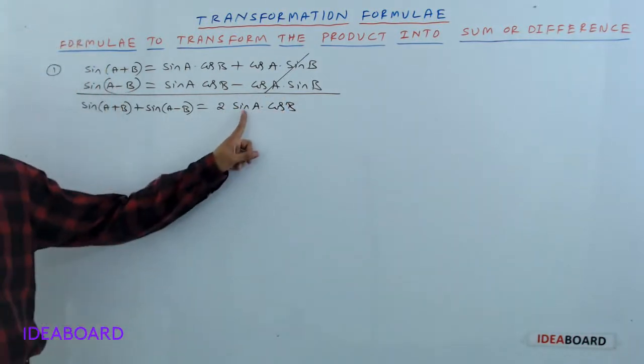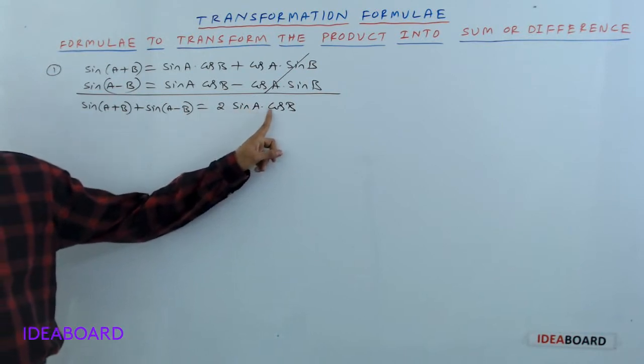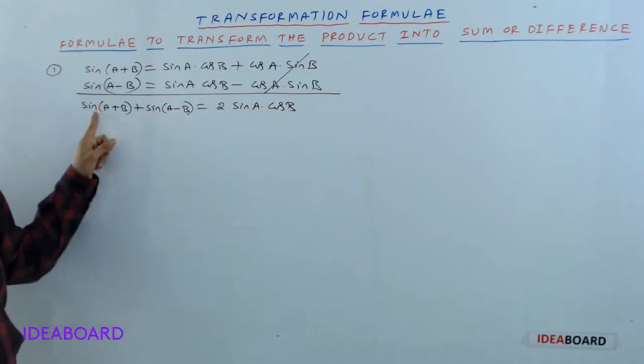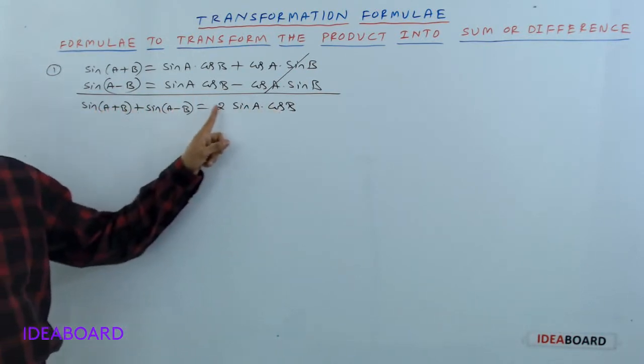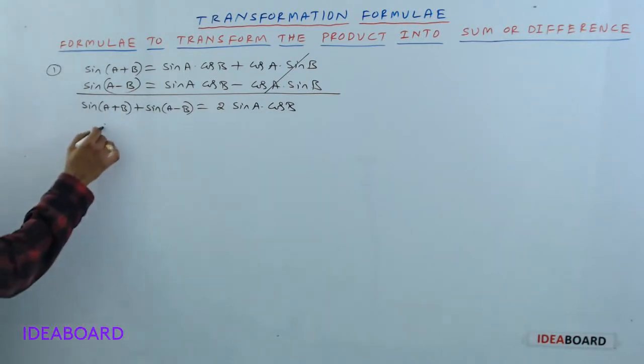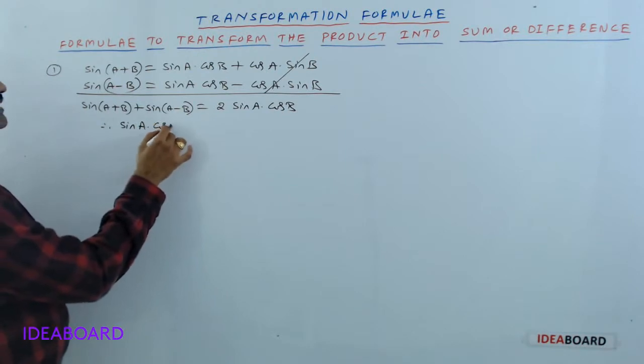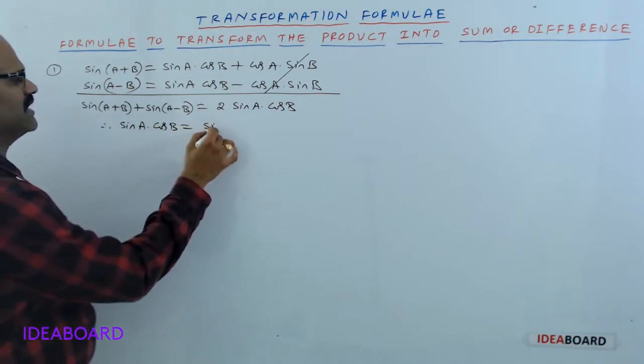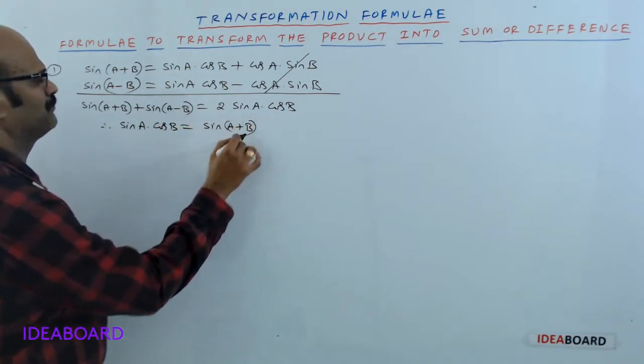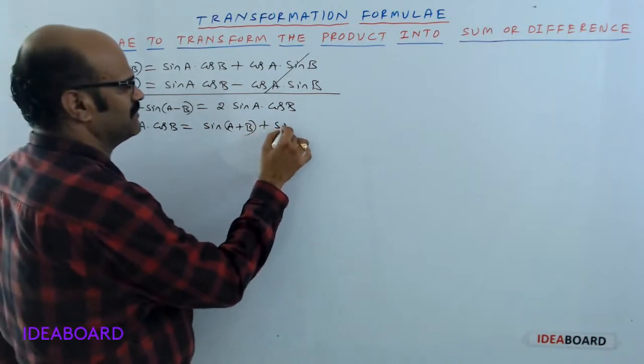Therefore, we can write it as sin A into cos B equal to 1 by 2 into sin of A plus B plus sin of A minus B.